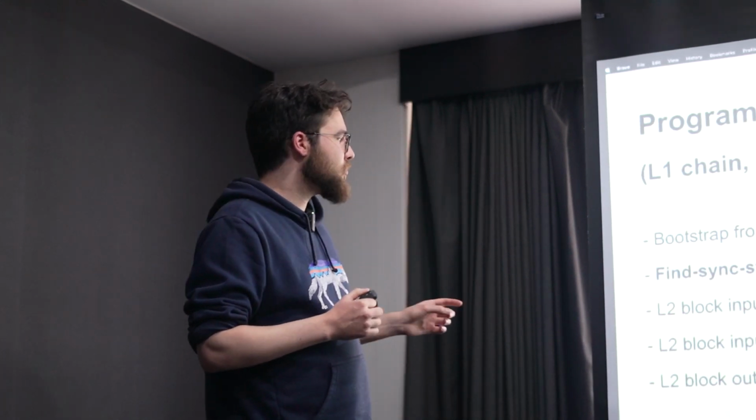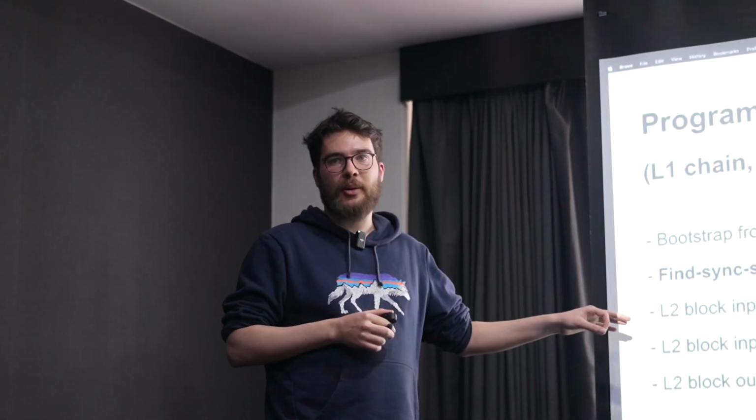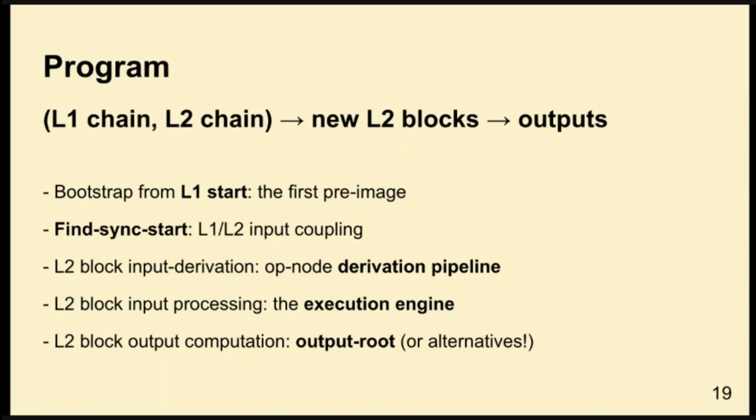And then we have the derivation pipeline. So this takes these layer 1 and layer 2 chains and produces the layer 2 blocks by first producing the attributes, and then converting the attributes using the execution engine into new layer 2 blocks. And by remembering the layer 2 state that we produce, we build this in-memory state database overlay over anything that we previously agreed on. And from this new layer 2 state data, we can extract the outputs.